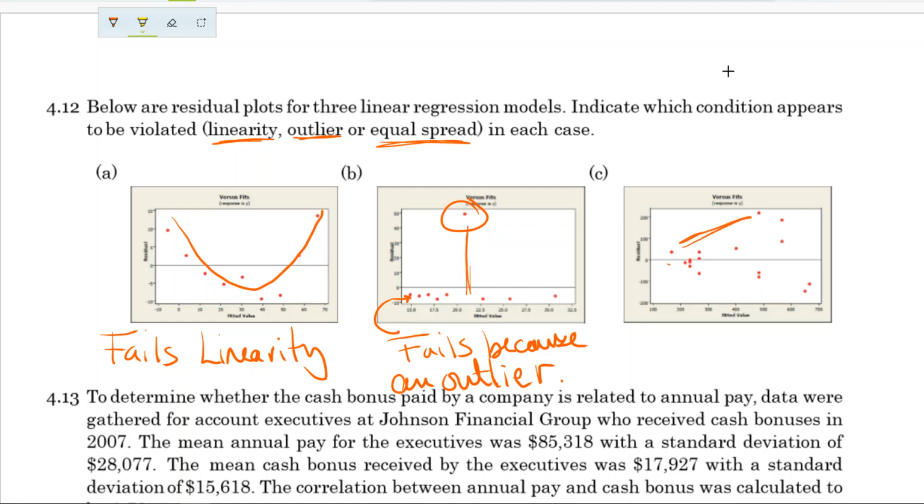Actually, I want to do a different color for this. Let's do a highlighter. Do you see it? Do you see how it makes a cone? I usually call it a cone instead of a fan because it's hard to see.